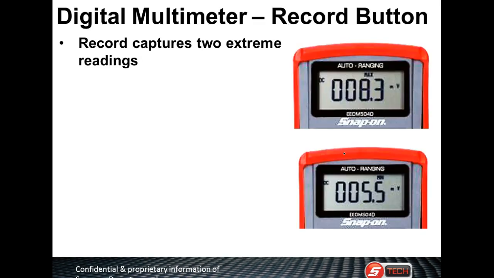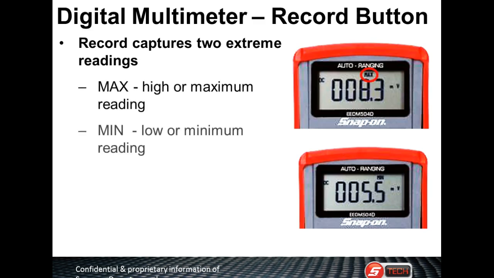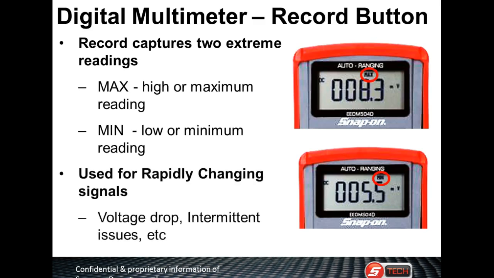So record and capture two extremes. This is what the record button does. It's going to detect the maximum value that your meter ever sees, and it's going to detect the minimum value that your meter ever sees. Max, high, or maximum reading for the scale that you have; minimum, low, or minimum reading. Used for rapidly changing signals, voltage drop, intermittent issues, and etc.